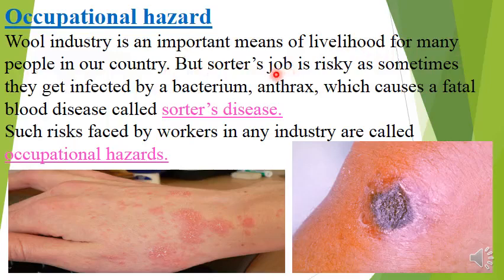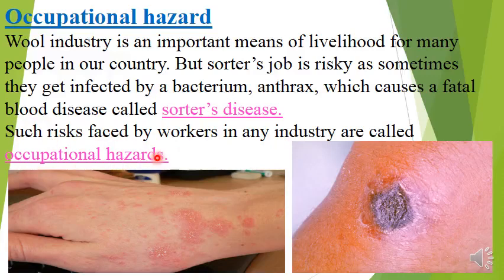The sorters' job means the people in the fourth group, where we separate the fibers based on their texture and color, right? Sorting the fibers, they are called sorters. The job is risky as sometimes they get infected by a bacterium, anthrax, which causes a fatal blood disease called sorters' disease. Such risks faced by workers in any industry are called occupational hazards.